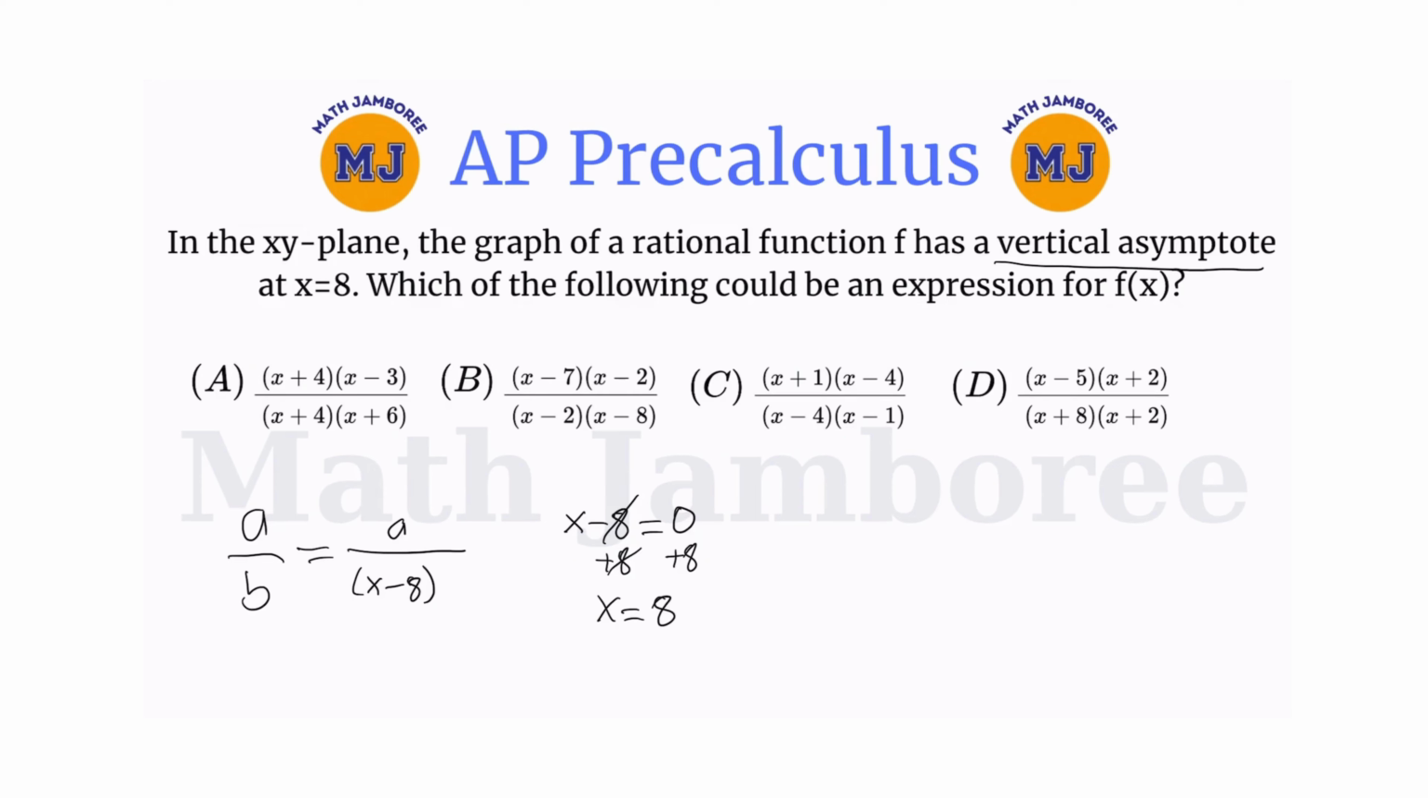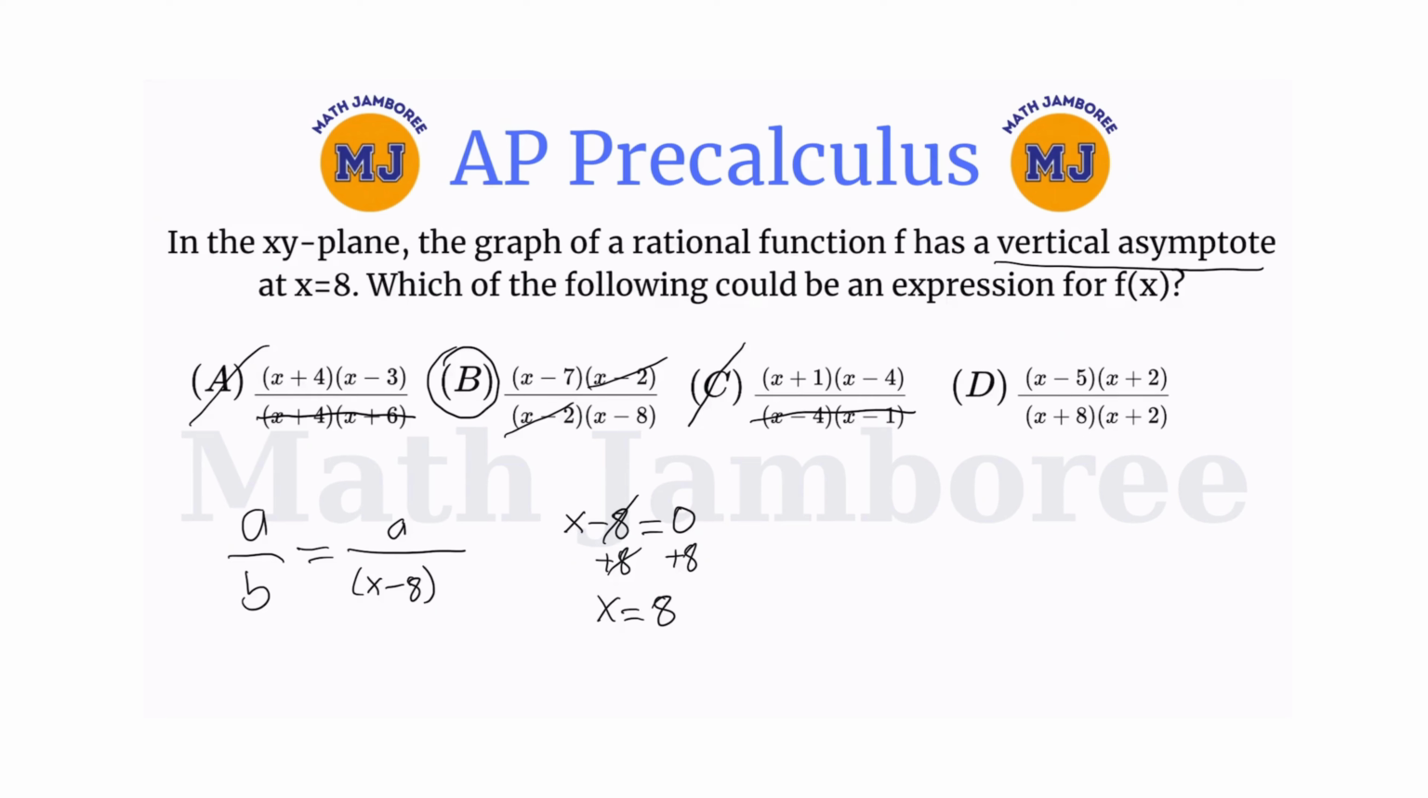Choice A, I'm looking at the denominator only, we don't have x minus 8, and we can go ahead and eliminate choice A. Choice B, we have x minus 8 in it, and this x minus 2 cancels each other out, and the final version is x minus 7 over x minus 8. Yes, this is what we're looking for. Choice C, we don't have x minus 8 in the denominator.